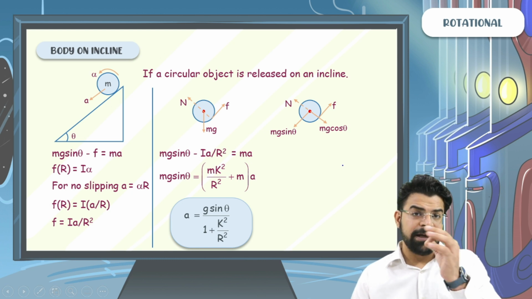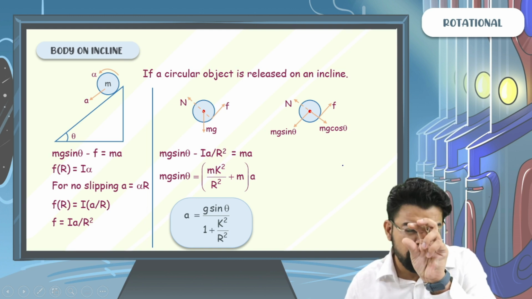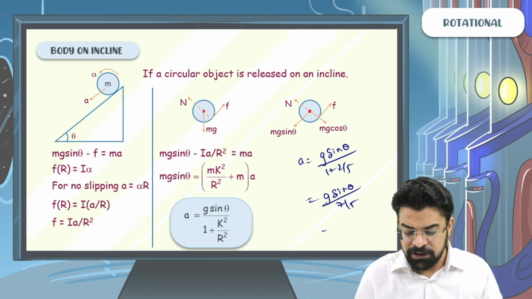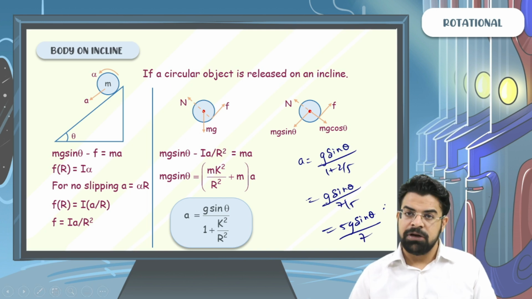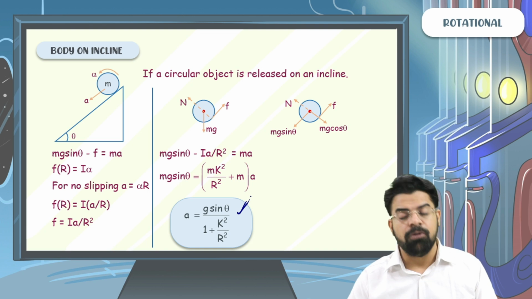If rather than a ring, they give you a solid sphere, what will be the acceleration of the solid sphere down the incline? For a solid sphere, acceleration will be g sin theta upon 1 plus 2 by 5. That becomes g sin theta upon 7 by 5, which will be 5g sin theta by 7. Right? So better keep this in mind. You must remember this particular formula.